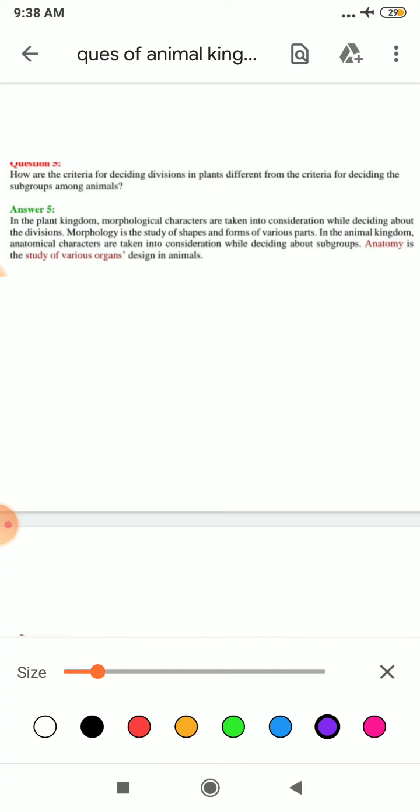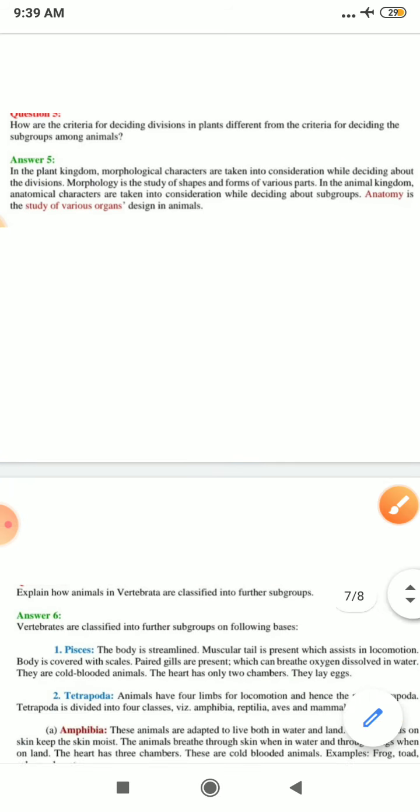Okay, and they have told about morphology, that it is the study of the shapes and forms of various parts, whereas in case of the animal kingdom, anatomical characters are taken. Okay, internal characters are taken into consideration while deciding about subgroups. And what is anatomy? Anatomy is the study of the various organ designs in animals. In case of plants, we take morphological features, that is how it looks, whereas in case of animals we take the anatomical characters, that is how the animal is from inside.